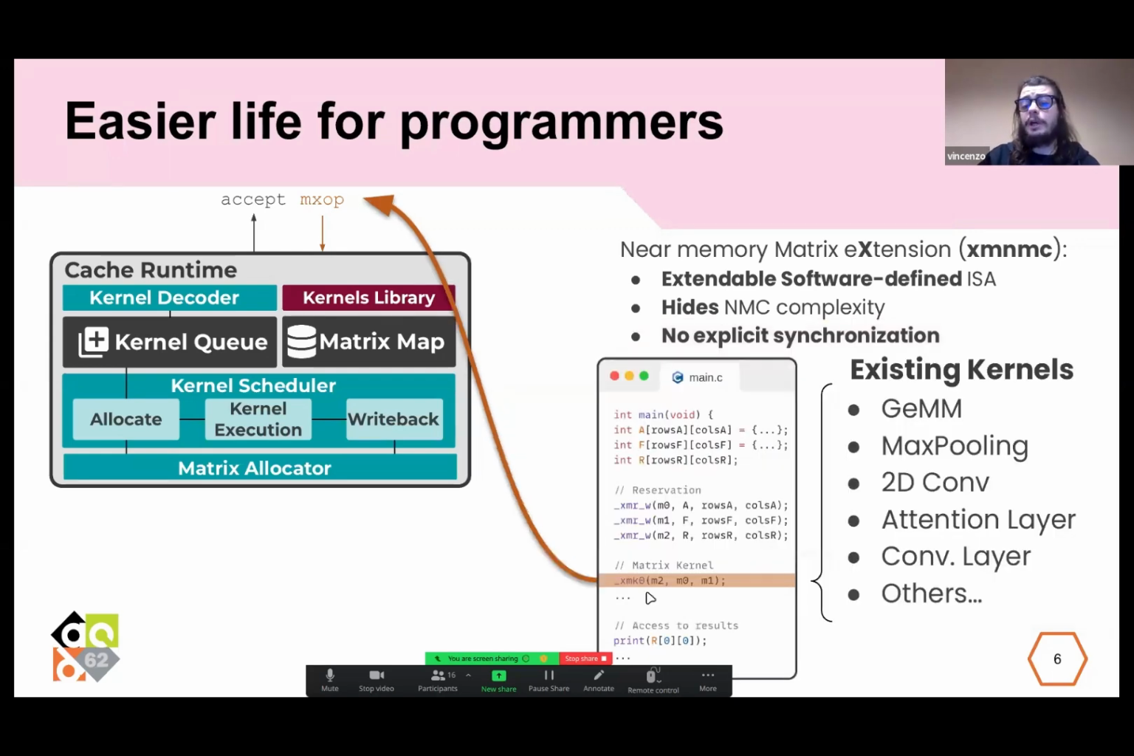And eventually, after you have done all the reservations for the matrices, you can run the matrix kernel. Since we want to minimize the energy contribution from repeated fetch of instructions, this kernel must be complex. So here you have what we developed as kernels that are useful for TinyML tasks. We have generalized matrix multiplication, max pooling, 2D convolution, an attention layer, or even a convolution layer, which will be our case study today.